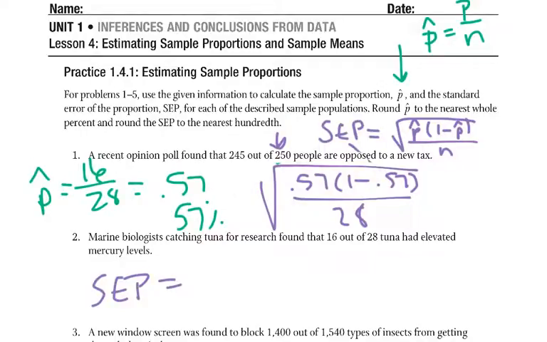And then I'd hit enter. I'm just going to type it into my calculator like that because that's really the easiest way to do things. And I would get 0.0935, rounding to the nearest hundredth. Look behind, it's lower than 5, so 0.09 would be my SEP, that error.